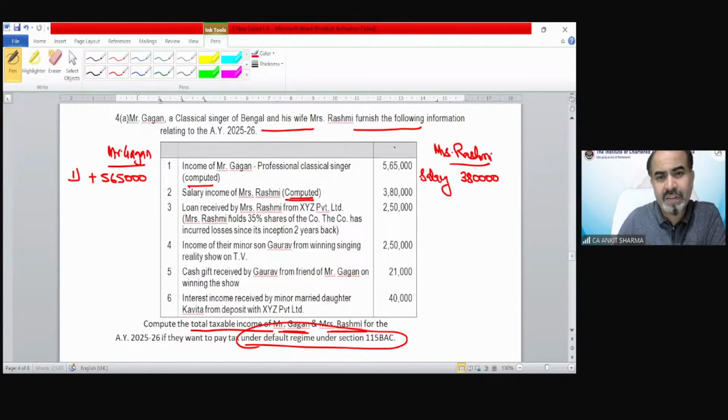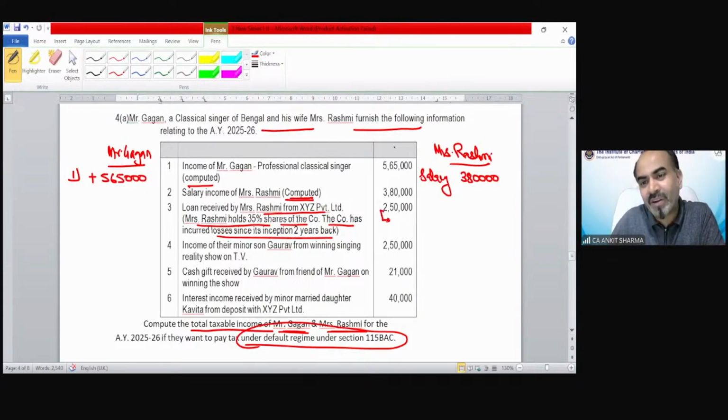Then loan received by Mrs. Rashmi from XYZ Private Limited. Mrs. Rashmi holds 35% shares of the company. The company has incurred losses since its inception 2 years back. Can you give me a hint what kind of provision we need to recall to solve point number 3? Just give me a hint. Are you able to understand what is the importance or what is the impact of this information which has been given in point number 3? So I would be able to recall what kind of provision my brain should recall to understand this.